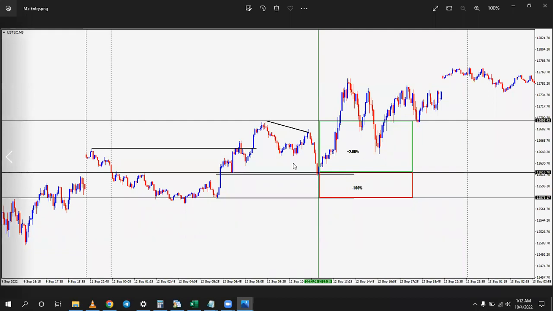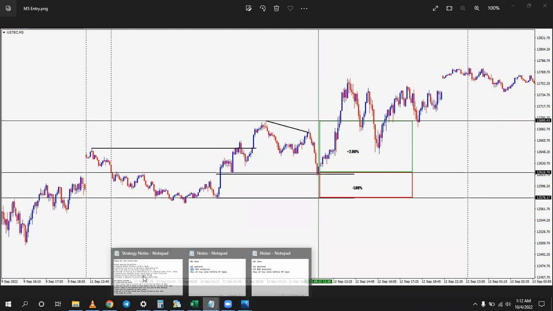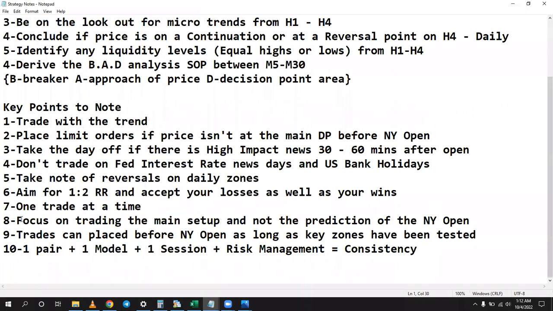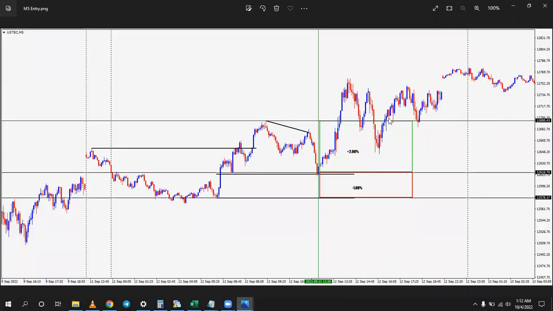Now you can see this very clearly, right? You can just see for yourself. We have the breaker, right? Approach of price, and then the entry was placed before the New York Open, right? That is why I said in our introduction, focus on trading the main setup. Do not focus on the prediction of the open, right? Because in this case here, we had a very clear setup, right? The breaker, approach of price.